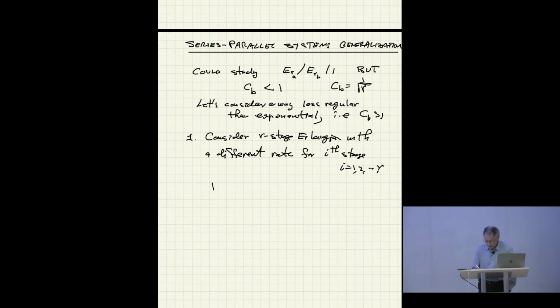Namely, B star would look like this. Ordinarily, it's mu over s plus mu to the r. But now each one of those is not the same. It's going to be mu1 over s plus mu1, times mu2 over s plus mu2, dot, dot, dot, mu r over s plus mu r.